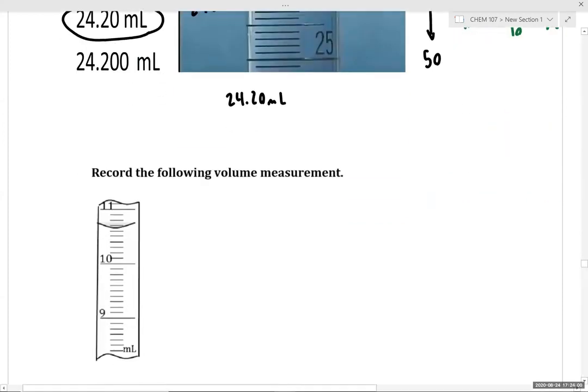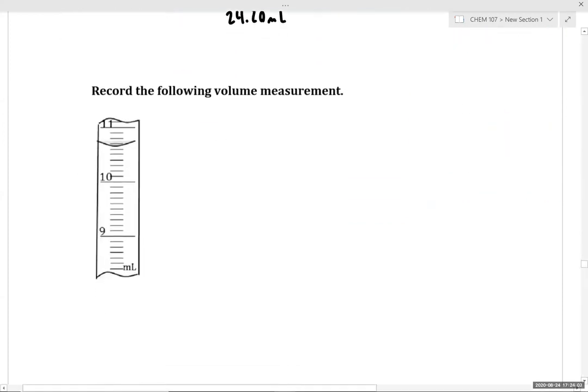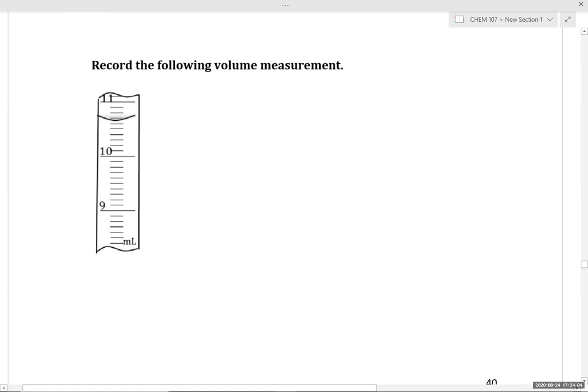Okay, let's do another one. This time we don't necessarily have a burette, but we do have a graduated cylinder at play. So let's take a moment and try to record the following volume measurement for the following graduated cylinder. Let's take about 2 to 3 minutes on this example, and then we'll discuss.